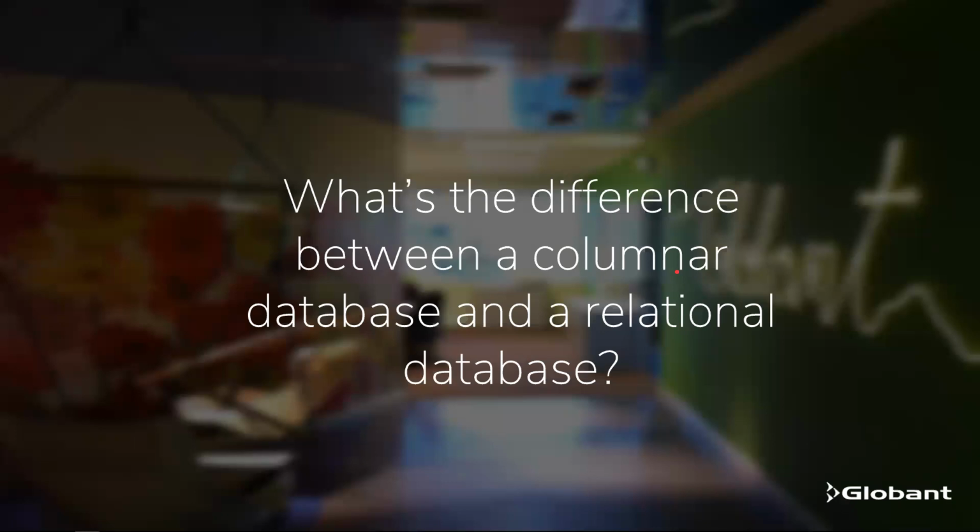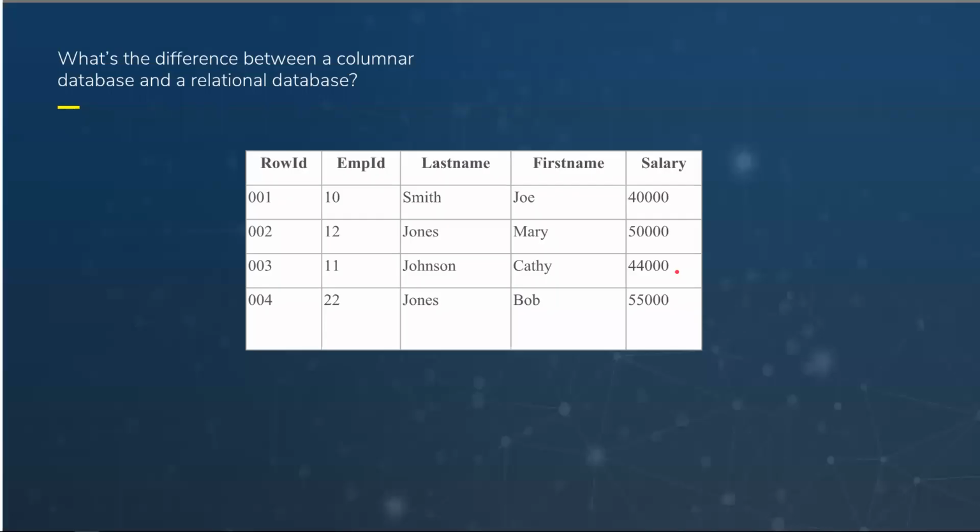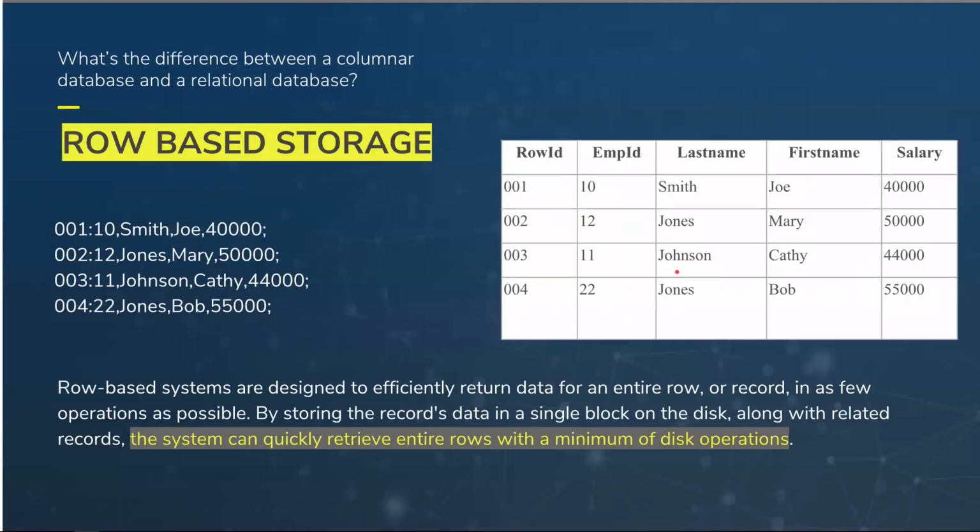Now let's talk about the differences between columnar database and a relational database. And for that, let's see an example. Here we got a relational data model for storing data about employees. As data is inserted into the table, it is assigned an internal ID. The row ID is used internally in the system to refer to data. For the first row, 001 is going to be the ID that the database is going to be using.